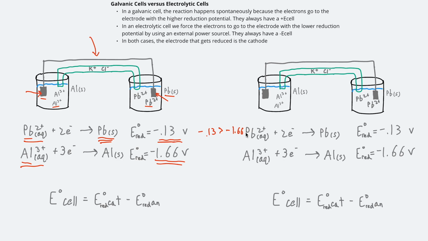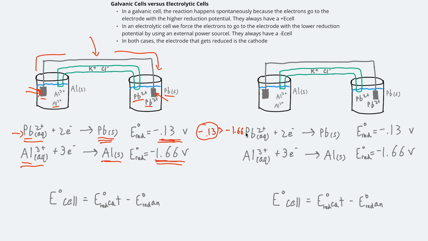Now let's think about the opposite. Can the lead ions take electrons from the solid aluminum? And using the same logic, we can see that lead ions are trying to gain electrons with a power of negative 0.13. So because negative 0.13 is higher than negative 1.66, the lead ions will be able to take electrons from that solid aluminum strip in the other container. And those electrons are going to travel through this wire all the way to the other container.